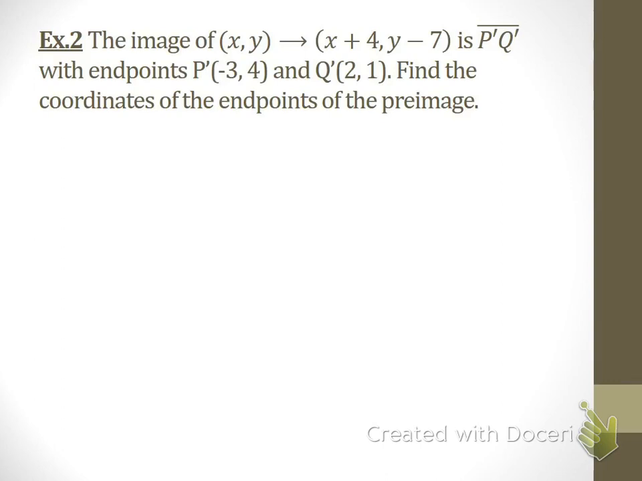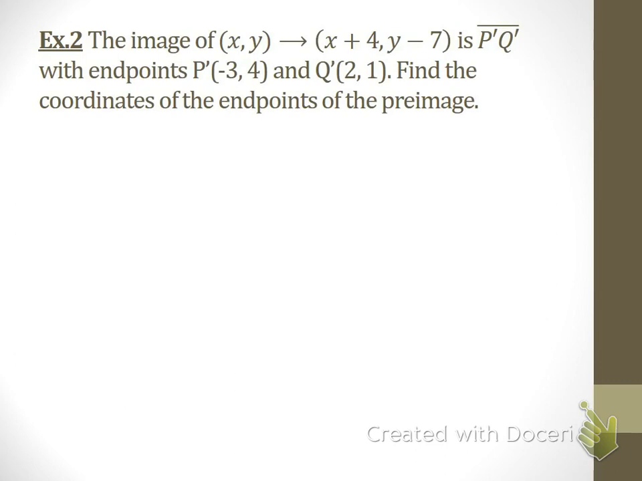The image of the translation (x, y) goes to (x plus 4, y minus 7) is P prime Q prime with endpoints P prime at -3, 4 and Q prime at 2, 1. Find the coordinates of the endpoints of the pre-image. This is a little different from what we did yesterday. Yesterday we always knew where we were starting and we figured out where we ended, just like on example 1. This one goes backwards. We know where we ended up. We know how we got there. We're trying to figure out where we started from. Does this make sense? Kobe, do you have an idea?